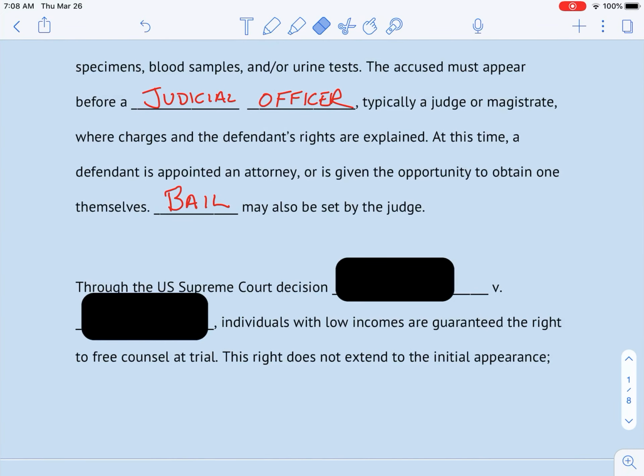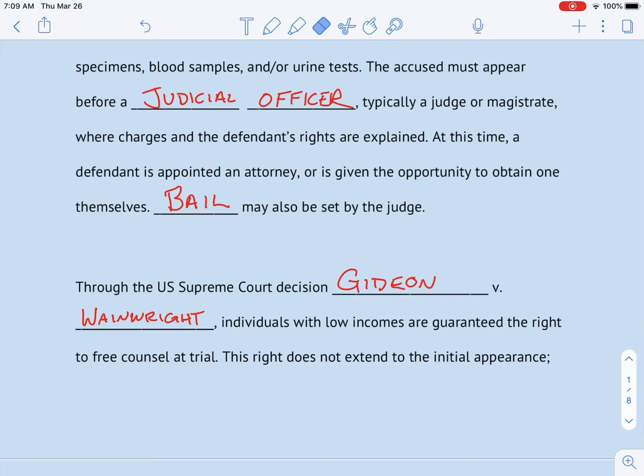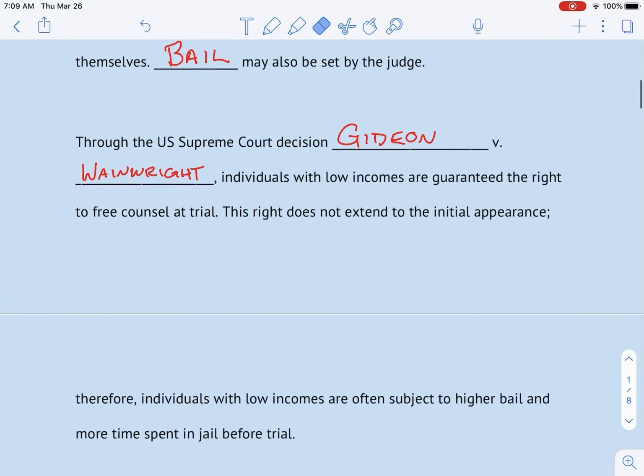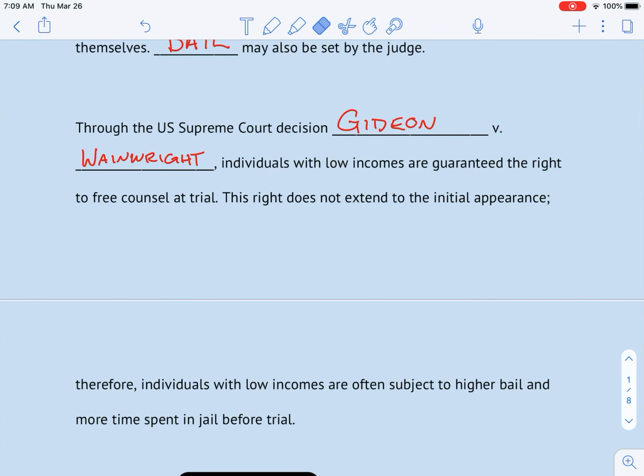There is a Supreme Court decision that guarantees that people with lower incomes have the right to free counsel at trial. That Supreme Court case is very important, and it is Gideon v. Wainwright. Gideon v. Wainwright guarantees free counsel for individuals at trial. This right does not extend to the initial appearance, because this is where you would then determine what kind of counsel you would like. Often, individuals with lower incomes are subject to higher bail and might spend more time in jail before the trial because they do not have adequate legal representation at the initial appearance.